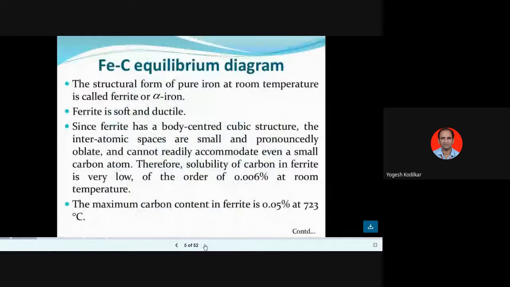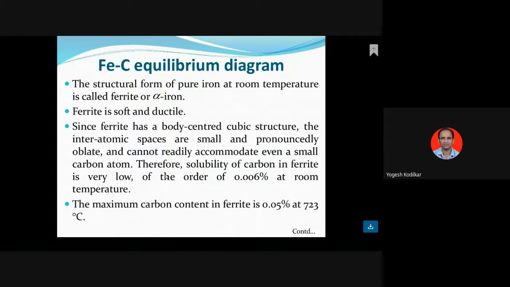Ferrite is soft and ductile. Normally ferrite is very soft and ductile, since alpha iron has a BCC structure, body centered cubic crystal structure. The iron atom spaces are small and pronouncedly oblate and cannot readily accommodate even a small carbon atom. Therefore, the solubility of carbon in ferrite is very low. It is of the order of 0.006% at room temperature. Its solubility is very low because of the BCC structure, that is body centered cubic crystal structure.